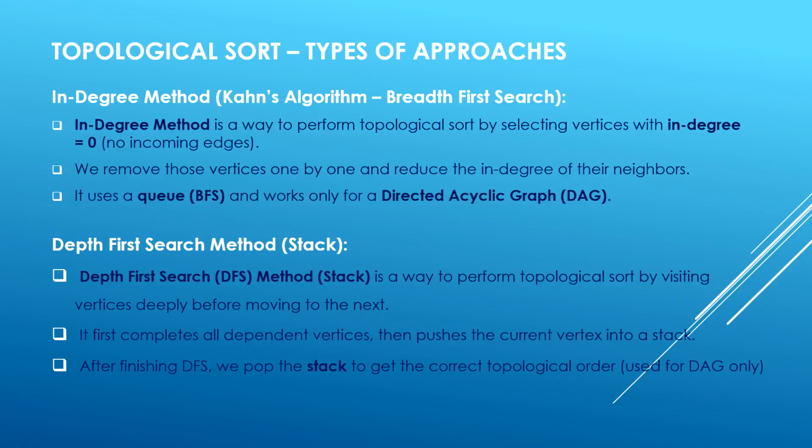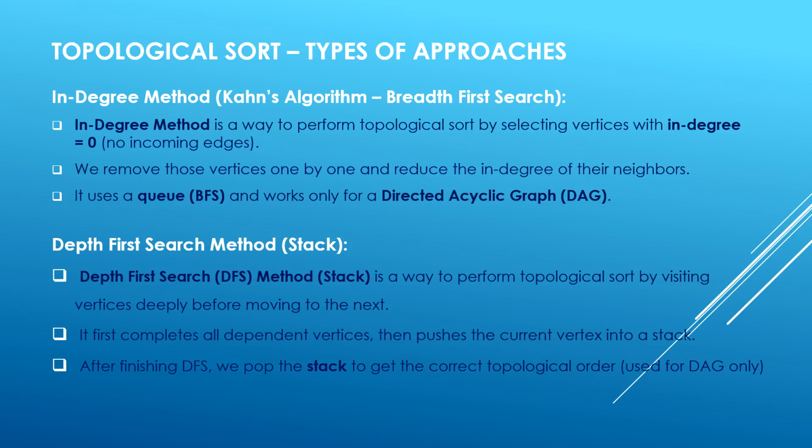Next, types of approaches. There are two main approaches to perform topological sorting. First is the in-degree method, also called Kahn's algorithm. It uses a queue and works using breadth first search. In-degree method is a way to perform topological sort by selecting vertices with in-degree equal to 0. That means no incoming edges. We remove those vertices one by one and reduce the in-degree of their neighbors.